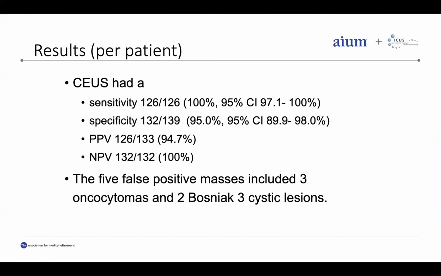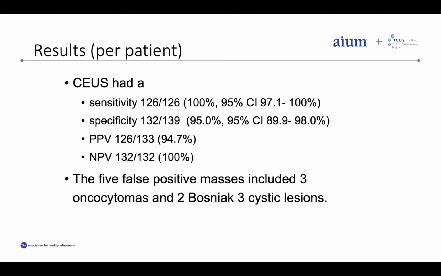If we look at our per patient results, we had a sensitivity of 100%, a specificity of 95%, a positive predictive value of 95%, and a negative predictive value of 100%. We had 5 false positives, which included 3 oncocytomas, which are benign solid vascular masses. But in our institution, these all come out because our pathologists will not classify them as benign unless they have the entire tumor. And we had 2 Bosniak 3 cystic lesions that showed enhancement, and they turned out to be infected.